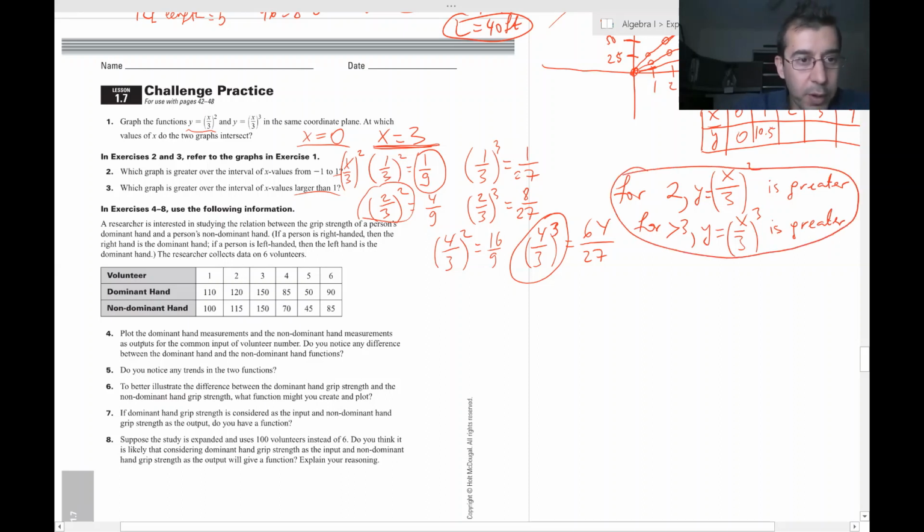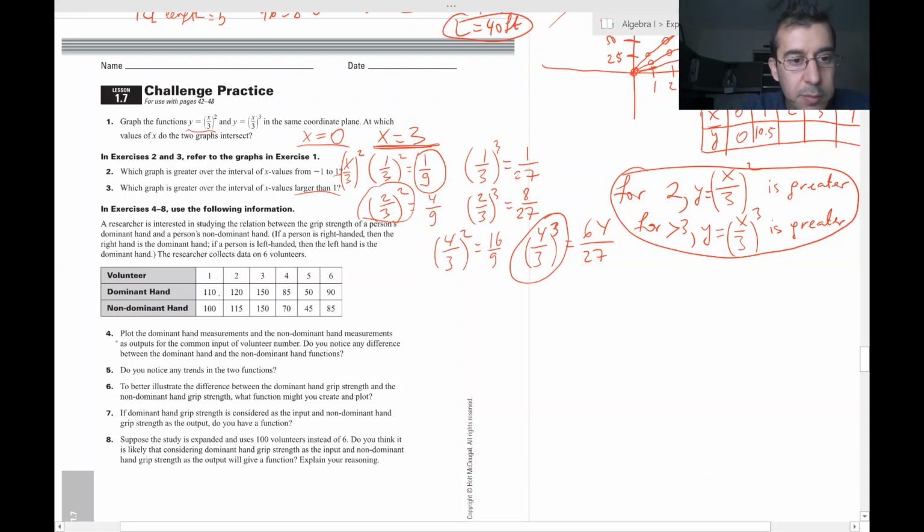Number 4, well, let's say in exercises 4 to 8, use the following information. A researcher is interested in studying the relation between the grip strength of a person's dominant hand and a person's non-dominant hand. If a person is right-handed, then the right hand is the dominant hand. If a person is left-handed, then the left hand is the dominant hand. The researcher collects data on 6 volunteers. Dominant hand, we can see the strength of volunteer 1 or volunteer 2, and then the strength of the non-dominant hand for volunteer 1 through 6.